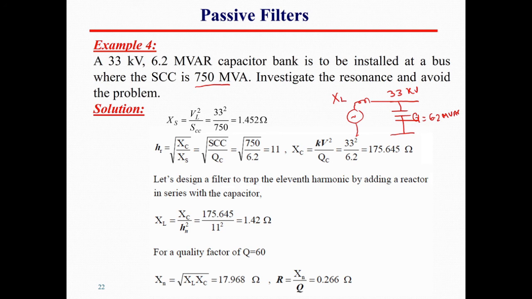Well, we know that XL can be calculated from the short circuit level and from the voltage. So XL, or we call it XS, will be equal to V square over the short circuit level. That will be 1.42. And we know how to calculate the reactance of the capacitor: V square over Q, the reactive power, that will be 175.